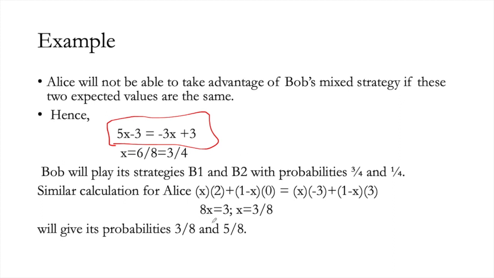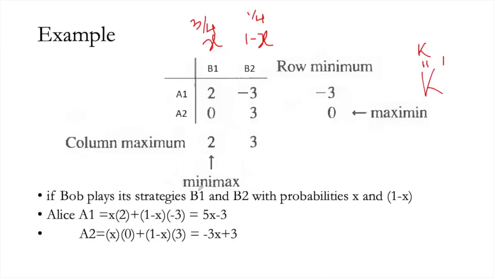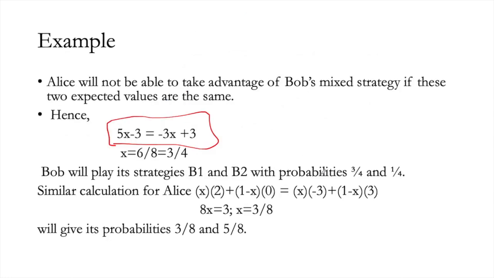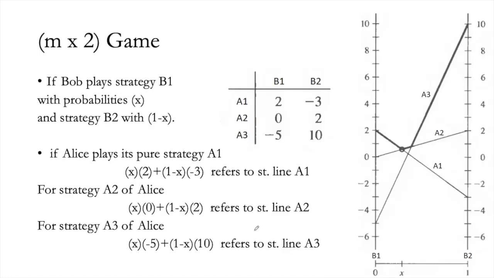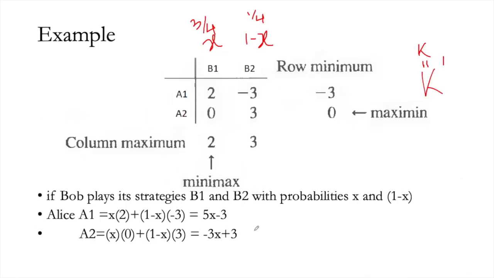We can apply the similar argument for Bob. If we think that Alice applies probability x and 1 minus x to A1 and A2, with a similar argument we can calculate the probabilities of applying strategies A1 and A2 for Alice to be 3 by 8 and 5 by 8. Okay, so this is the case if we have a 2 cross 2 game.